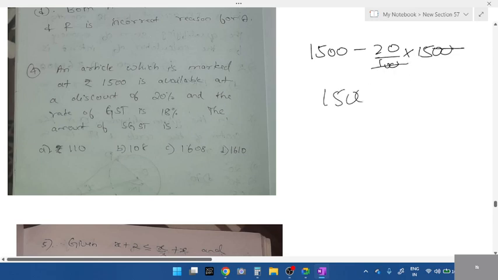Next, an article which is marked at 1500 is available at a discount of 20%. Remove the discount. If you subtract the discount, what is left? On top of that, you have to add GST. First, remove the discount. On top of that, add GST. What's the answer? 1500 minus 300. You get 1200 into 18. You need to find GST or SGST.